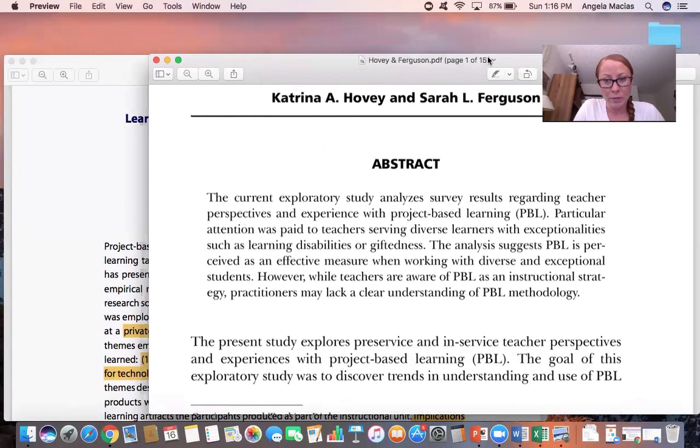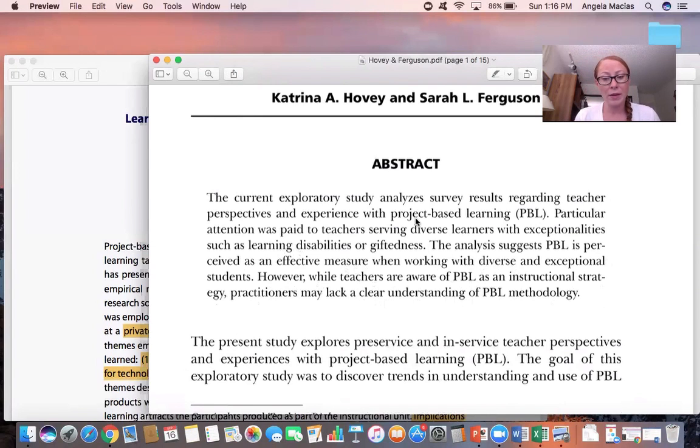Right here, the current exploratory study analyzes survey results regarding teacher perspectives and experience with project-based learning, or PBL. Particular attention was paid to teachers serving diverse learners with exceptionalities such as learning disabilities or giftedness. The analysis suggests PBL is perceived as an effective measure when working with diverse and exceptional students. However, while teachers are aware of PBL as an instructional strategy, practitioners may lack a clear understanding of PBL methodology.